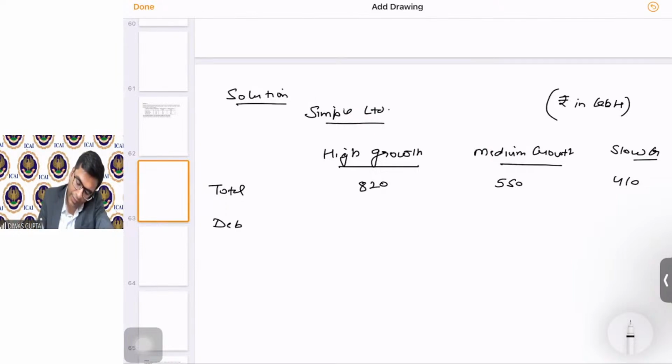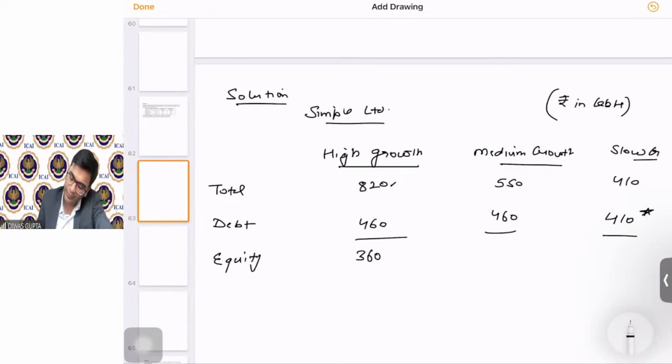Then we will separate out the debt first. See, in all the cases, debt will remain the same. High growth, if the value turns out to be 820, the debt will still be 460. Medium growth, instead of 550, the debt will be 460. Now, in case of slow growth, the debt will get revised to 410, students. This is a point to be noted because we cannot say that with a 410 total value, we can discharge a debt of 460. How will we do that? We cannot call for extra money from the shareholders, right? So the balance value becomes the equity value. How much is the equity? 360. 550 minus 460, which is 90. And then nil.